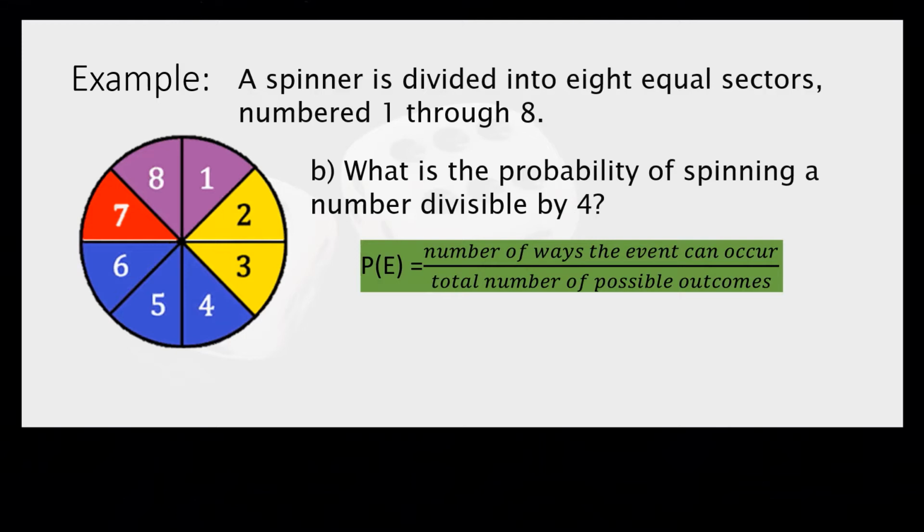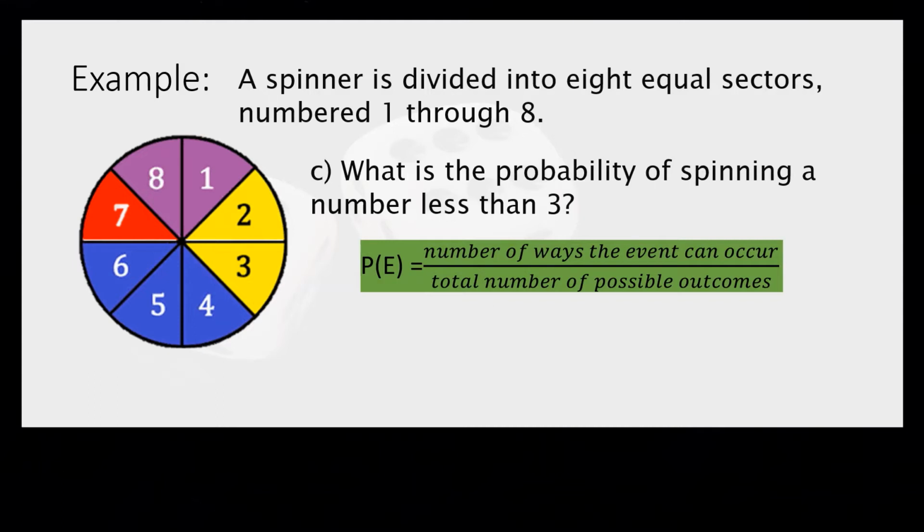Question number 2. What is the probability of spinning a number divisible by 4? Okay, since we have 8 equal sectors numbered 1 through 8, the total number of possible outcomes is 8. And how many numbers are divisible by 4? Okay, so we have there 8 and 4, which are both divisible by 4. So there are 2 numbers. So therefore, the probability of spinning a number divisible by 4 is equal to 2 over 8, or that is equivalent to 1/4.